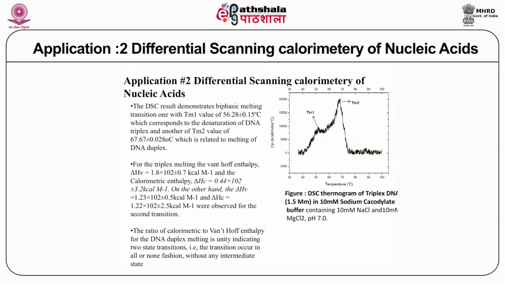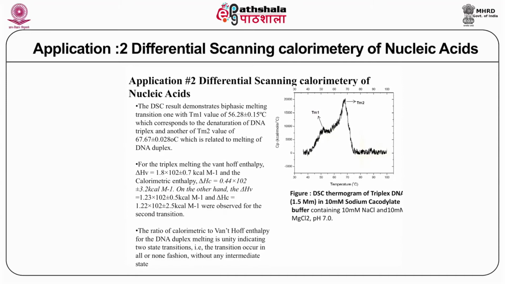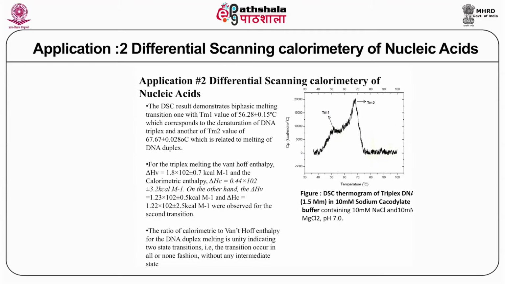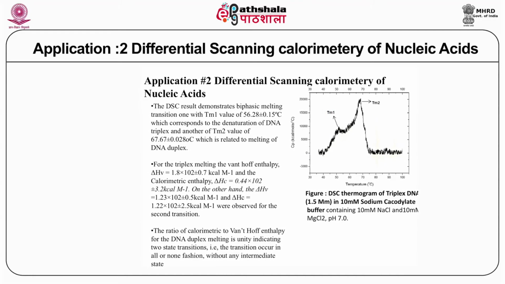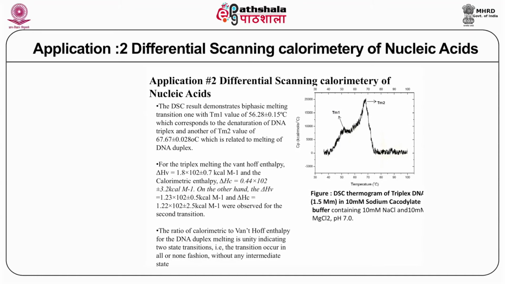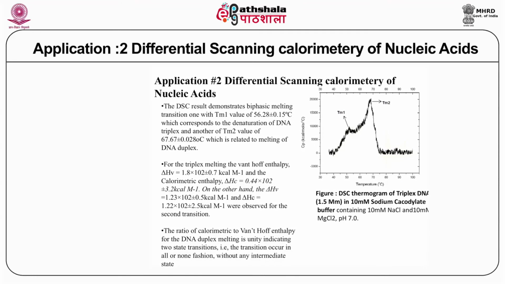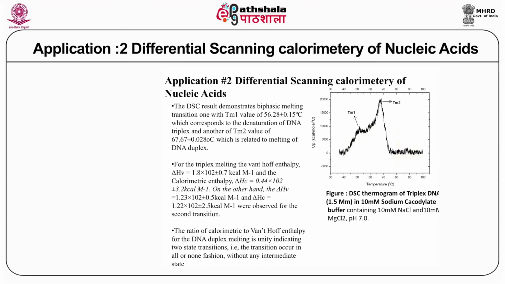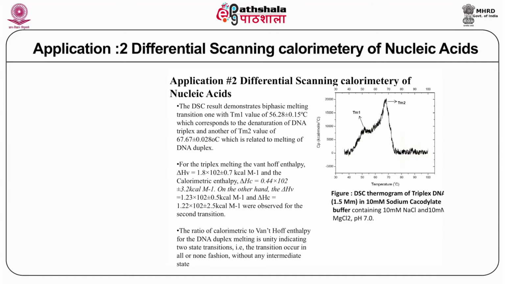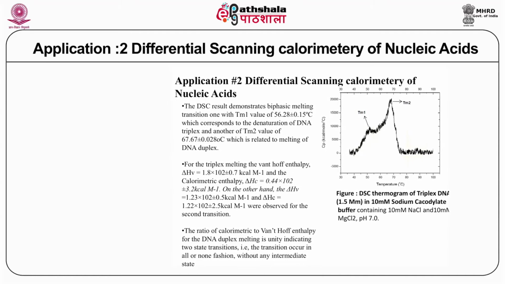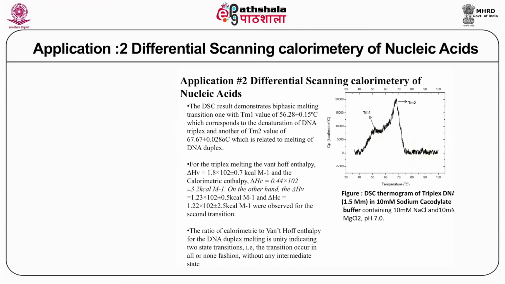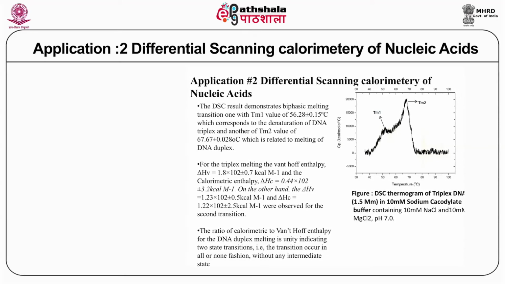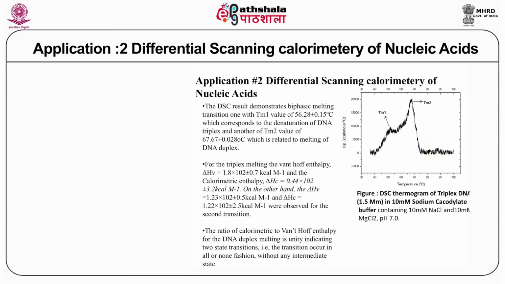So, that one is shown as 56.28 degrees. Whereas a double strand with Hoogsteen and Watson-Crick base pairing is stronger and melts at a higher temperature, that is Tm2. This biphasic phenomenon is typically seen only in more than two types of temperatures. This clearly shows that there is a triplex formation in this particular DNA. So, this is one example where DSC can tell you whether the conformation is monophasic, biphasic, or even triphasic.